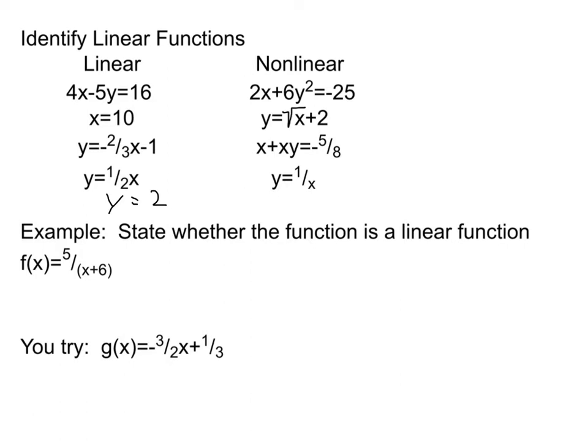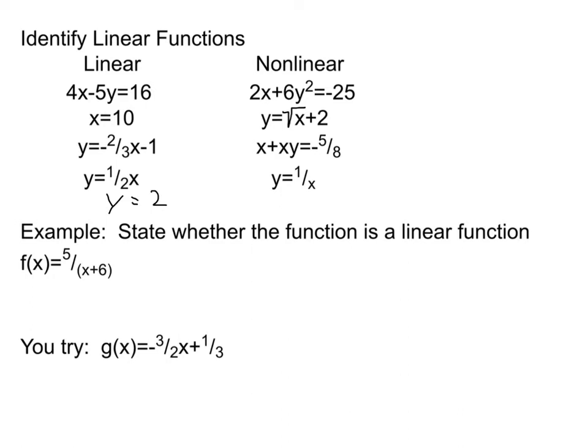As far as nonlinear lines, there's all kinds of different nonlinear lines, but here's just 4 examples. This first one's not linear because it has a y squared in it. The second one's not linear because it has the square root of x in it. This third one is not linear because it has an x times y in it. And this fourth one is not linear because it's a 1 over x versus just y equals x. So none of those are lines.